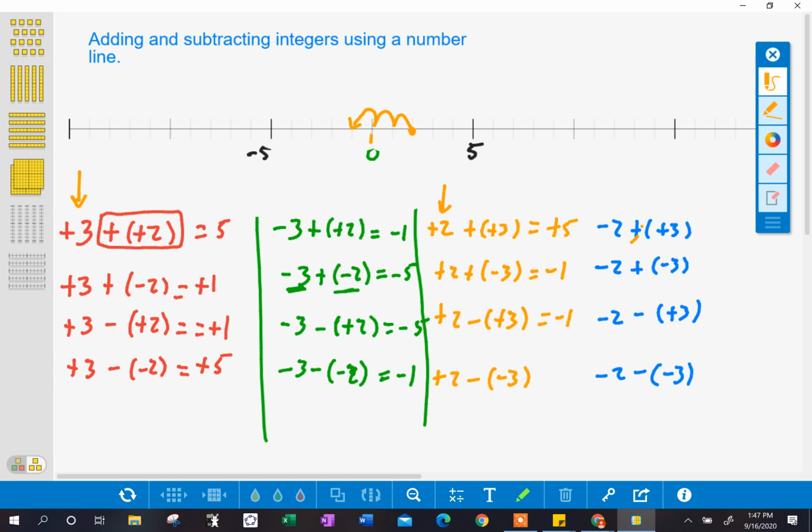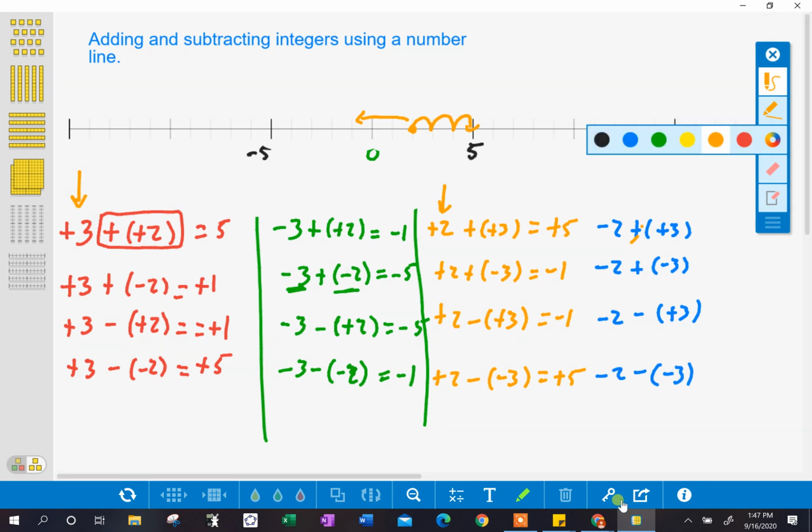And then my last one for this problem set is to take away 3 negatives. Well, remember, 3 negatives would be putting me that way, but since I'm taking them away, that means I have to add 3 positives, and that gives me positive 5.